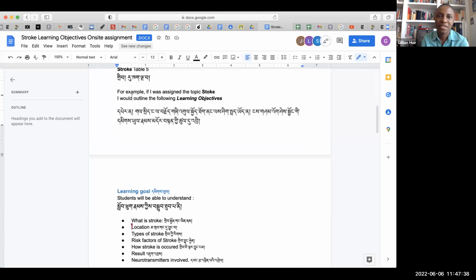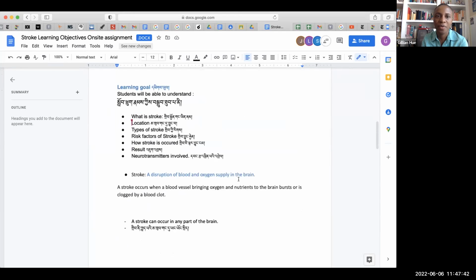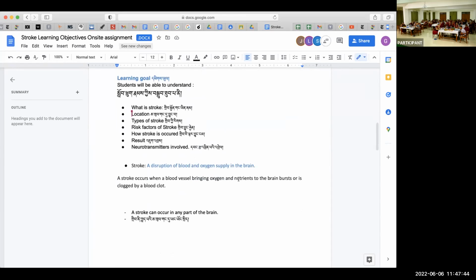Here we are. So topic of stroke, and then the learning objectives are, here we go. So our group name is Pedagogy England. So our group topic is stroke. So we found 7 different learning goals.